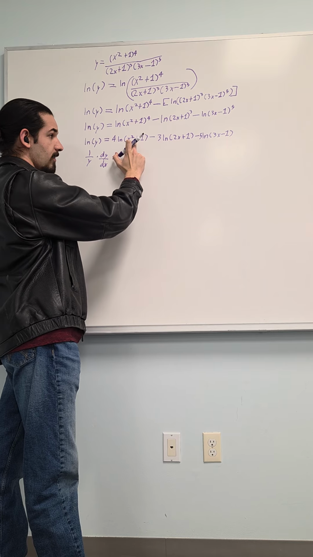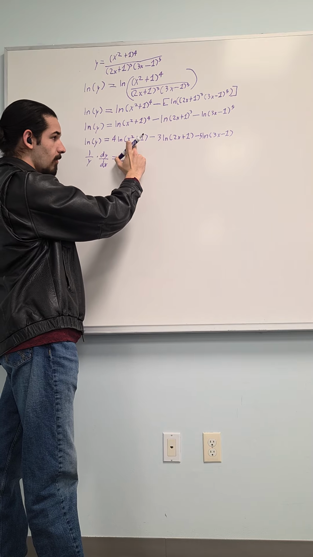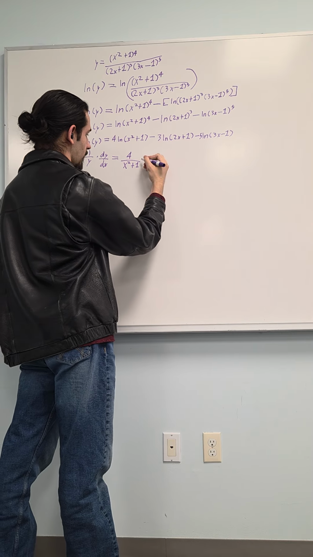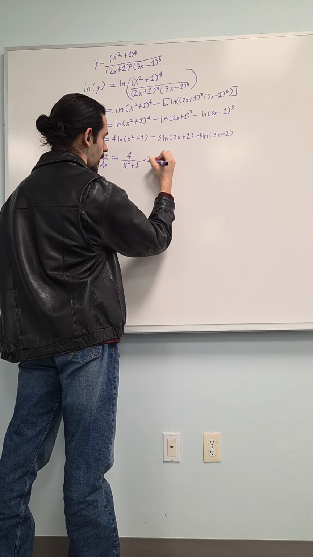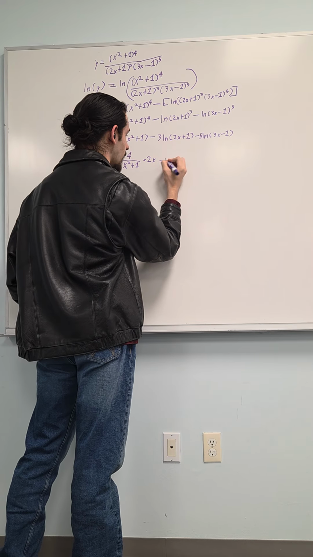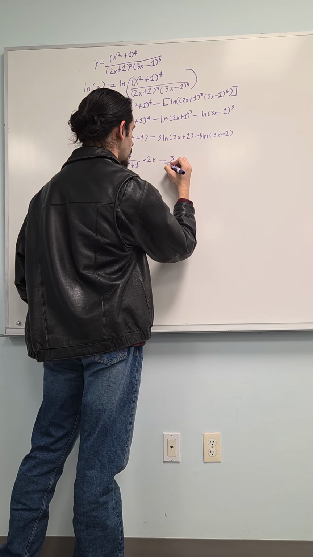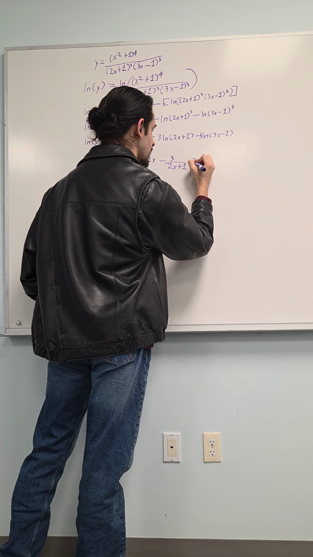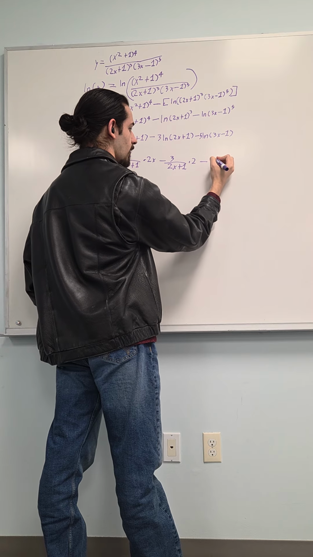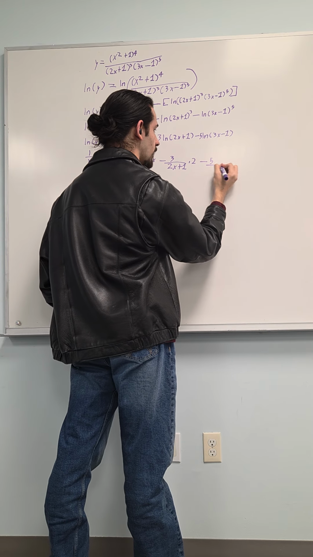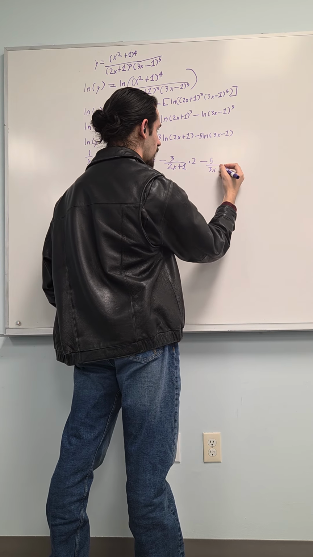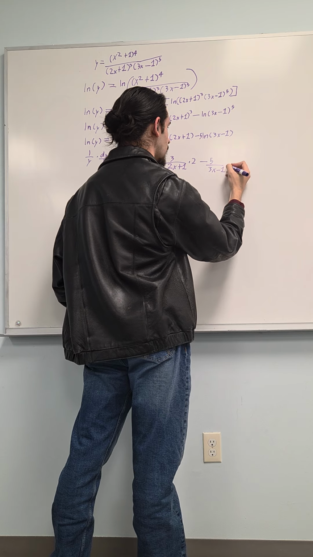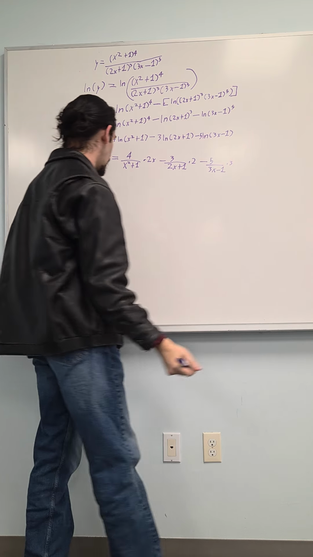Since this one's derivative is not 1, you have to carry the chain. So it's going to be times this chain of 2x. Keep doing the same thing, minus 3 over 2x plus 1, so times this chain of just 2, and minus 5 over 3x minus 1 times its chain of 3.